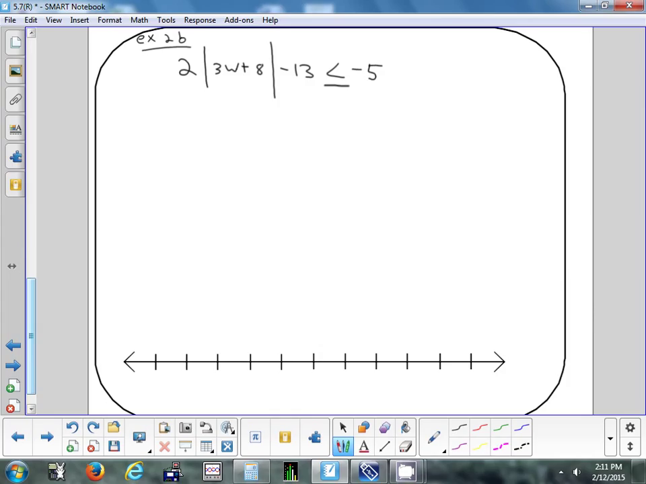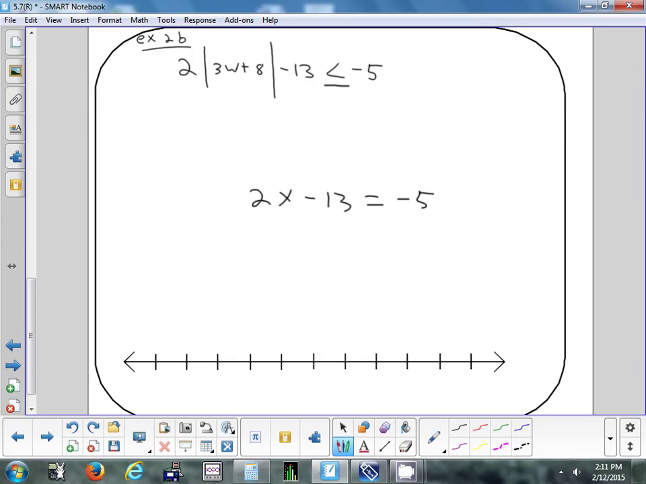If you know how to solve this equation right here, you can solve something like this. These two are very, very similar. Does everyone see that? 2 times something minus 13, and then negative 5 on the other side. These are almost the same thing.